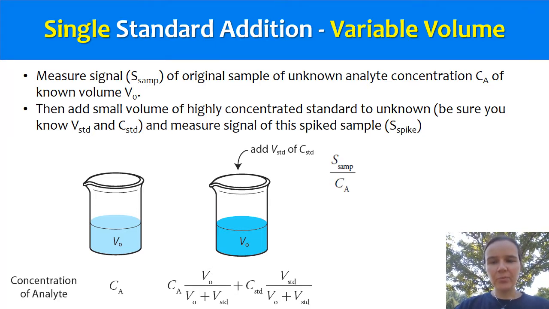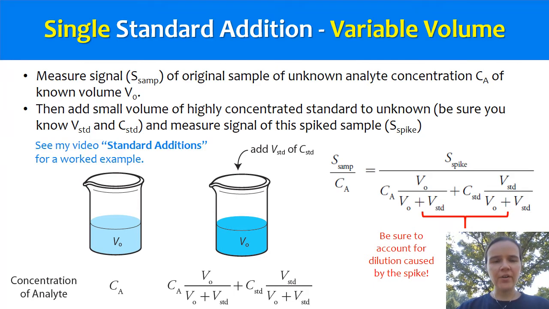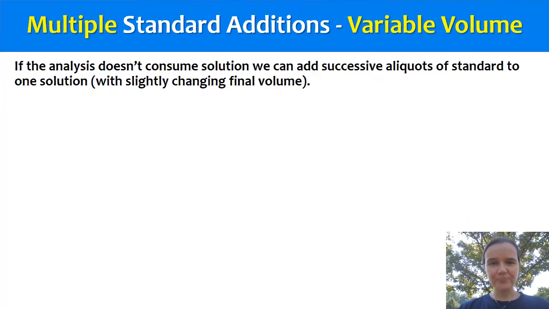Now you're going to set up a proportion between the signal of the unspiked sample and the original analyte concentration, and on the other side the signal of the spiked sample and its concentration, which again has the diluted analyte concentration from the original sample and the diluted concentration of the standard. So make sure you're accounting for those dilutions. That dilution should be small. You need to dilute it much less than 5% of the original volume. And I have a whole separate video with an example with numbers for this.